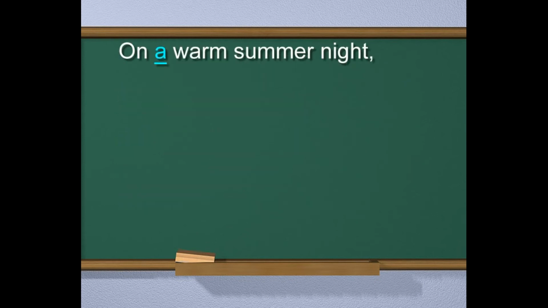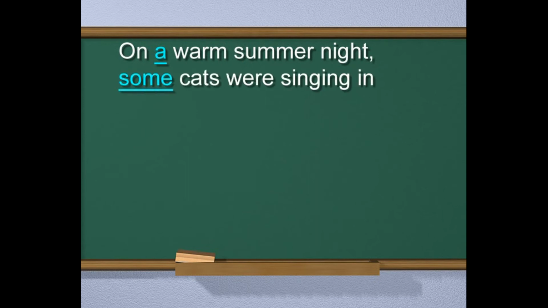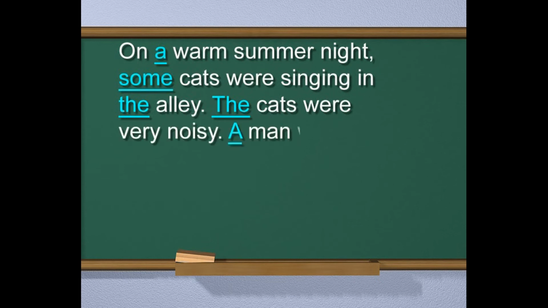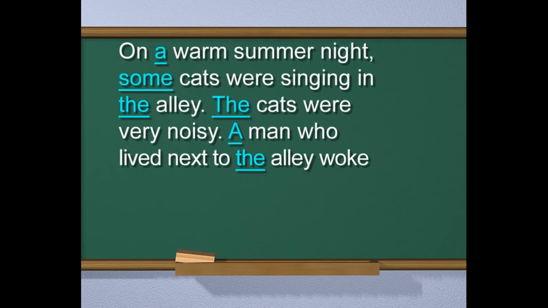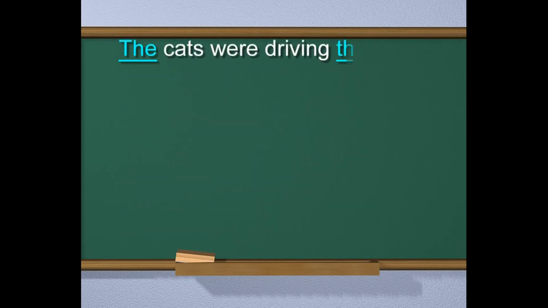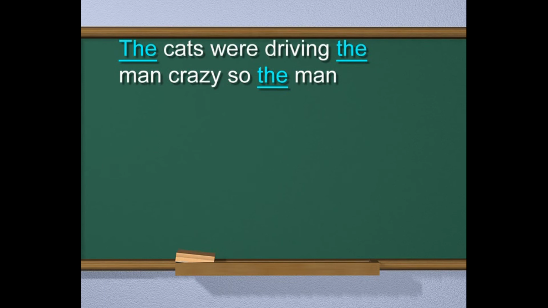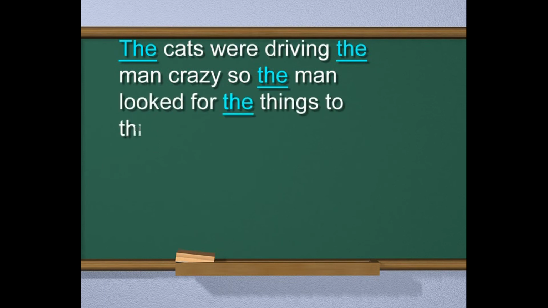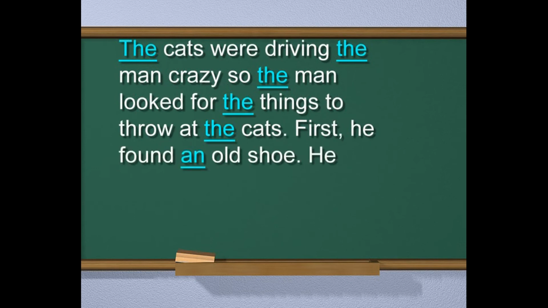On a warm summer night, some cats were singing in the alley. The cats were very noisy. A man who lived next to the alley woke up and swore at the cats. The cats ignored him and kept on singing. The cats were driving the man crazy. So the man looked for the things to throw at the cats. First, he found an old shoe.